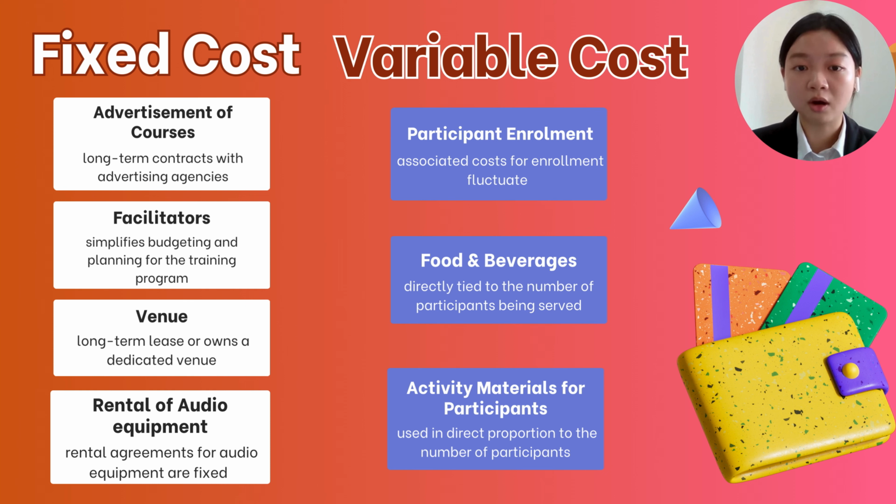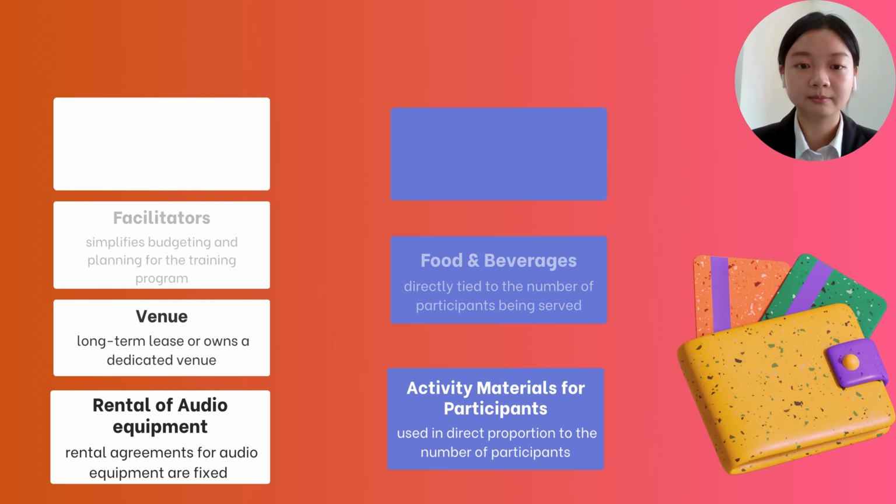Whereas for the variable cost, there are 3 types, which are the participants' enrollment, food and beverage, and lastly, the activity materials such as handouts, workbooks, or supplies, which are often used in direct proportion to the number of participants or the activity levels. It is known that the higher the number of participants, the larger the cost of participants' enrollment, food and beverage, and activity materials.